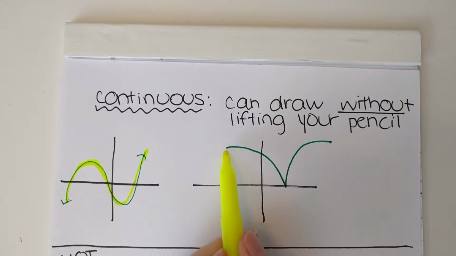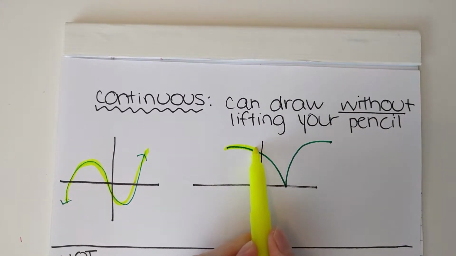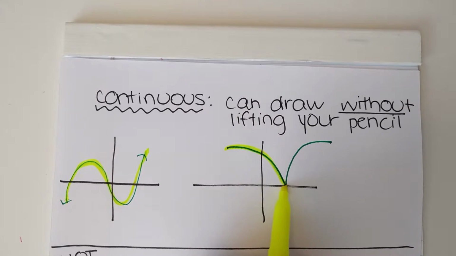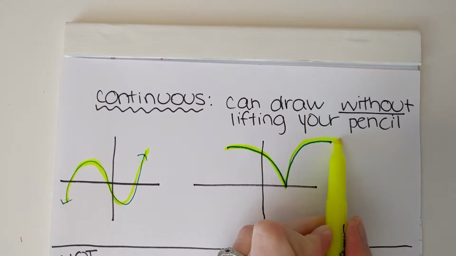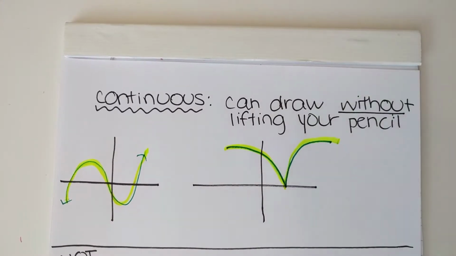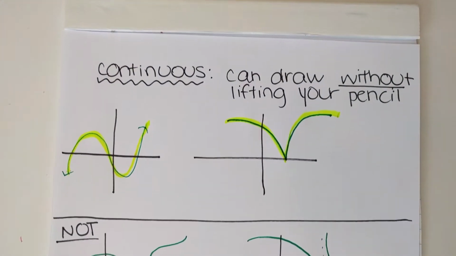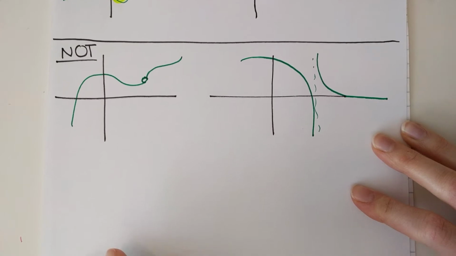Over here, if I trace the graph or try to draw the graph, again, to go to this cusp or corner, I don't have to lift my pencil, and so that would be a continuous function. Now, if you have to lift up your pencil, then that means that it's not continuous.